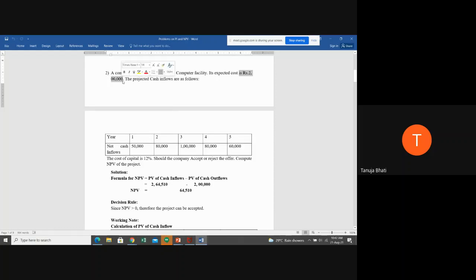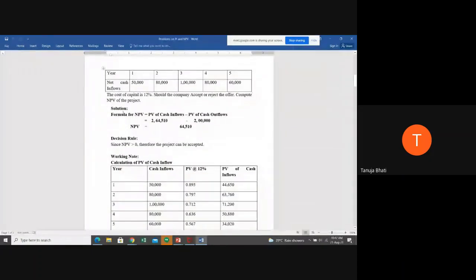See, students, why are we not calculating the PV of this 2 lakh cash outflow? Because this 2 lakh is as on year 0. Even if you take the discount rate of 12% for year 0, the factor will be 1, so 2 lakh into 1 will be 2 lakh. I will show you this calculation also, but before that, we will find out the PV of cash inflows. So the solution: the formula for NPV is PV of cash inflows minus PV of cash outflows. Let us first do a working note for cash inflows.